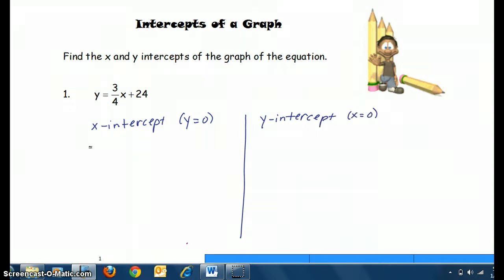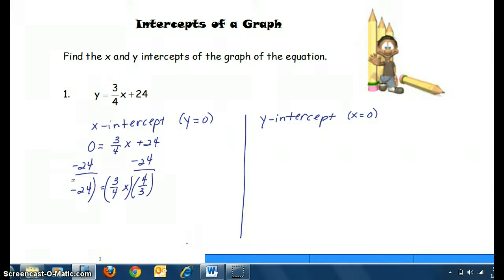So one way to find them then would be to go to the equation and to find the x-intercept, take your equation and wherever you see a y, replace it with a 0, and then solve for x. So in this first case, we would have 0 equals 3/4 x plus 24. We could subtract 24 from both sides. Negative 24 would equal 3/4 x. Multiplying both sides by 4/3, we would get that negative 32 is equal to x, and so the x-intercept has as coordinates negative 32, 0.